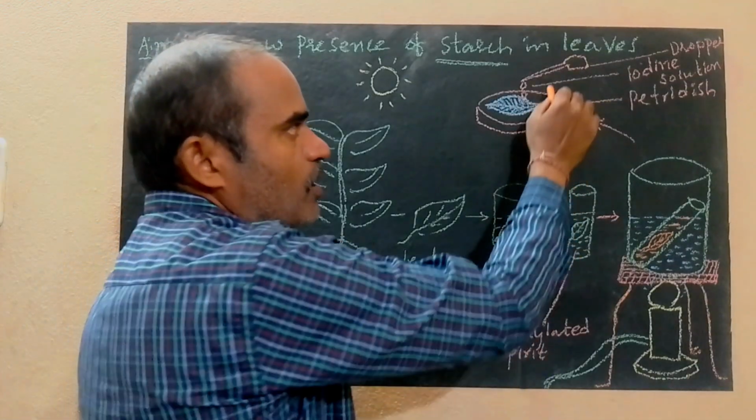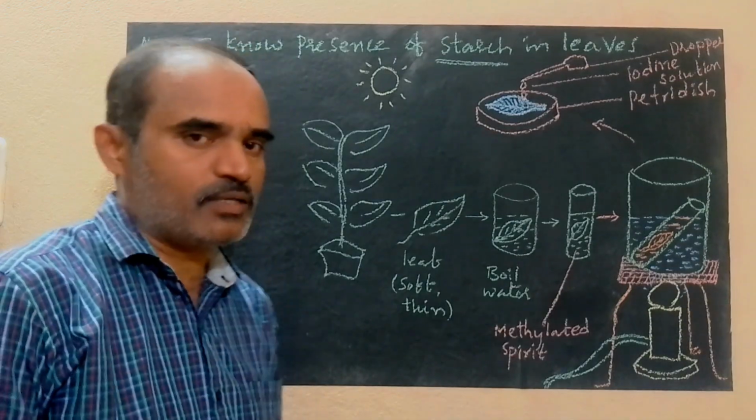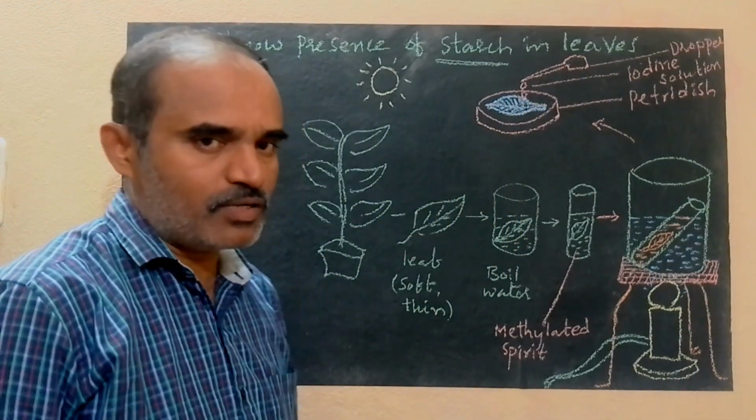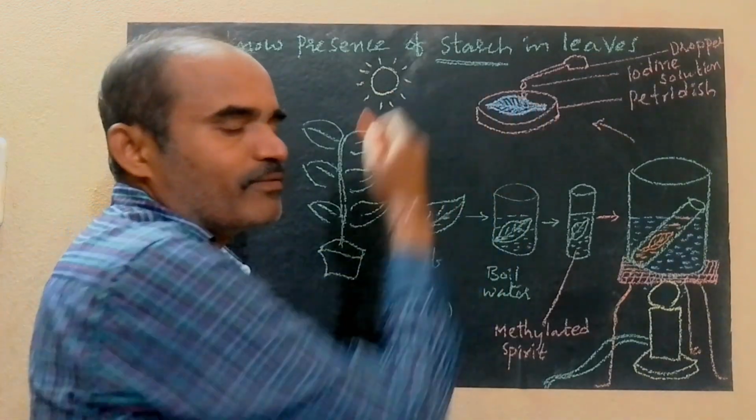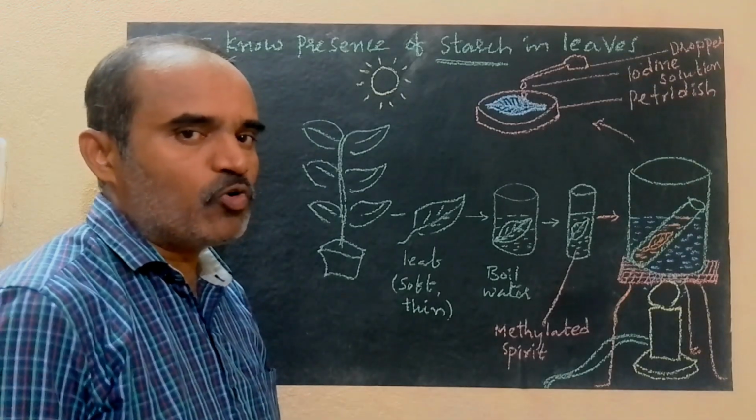Add 1 or 2 drops of iodine solution. After adding the iodine solution, the leaf color turns into blue-black color.